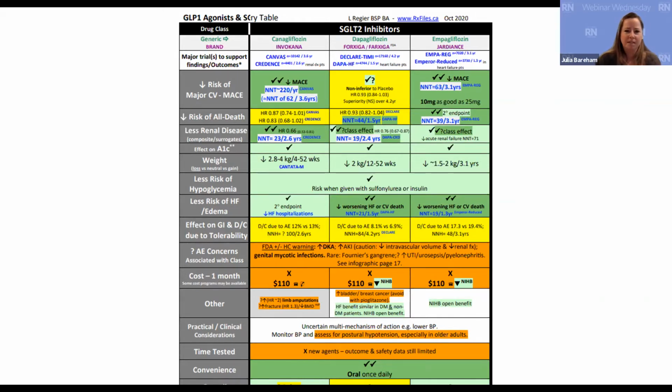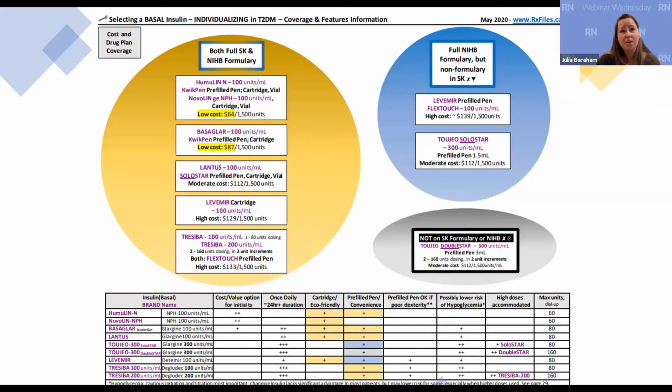Now, to quickly switch gears to insulin, another important part of managing type 2 diabetes. You can see how sometimes we try to find creative ways to communicate what might be important when it comes to decision making around a particular drug therapy class or indication. So how do you choose an insulin when the evidence says they're all pretty much similar, right? A short-acting insulin is a short-acting insulin.